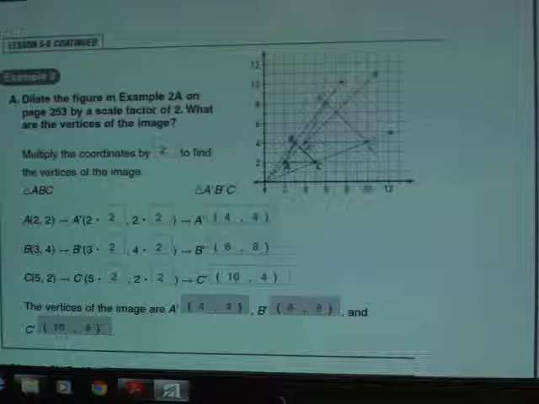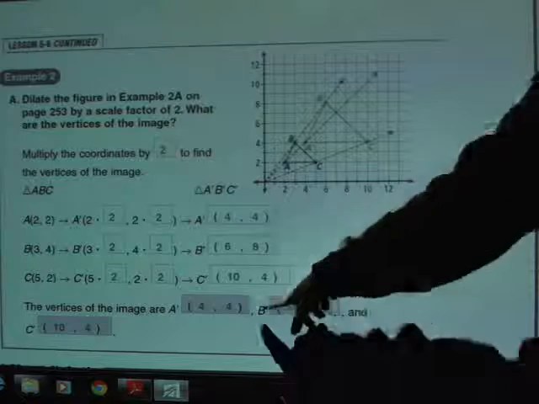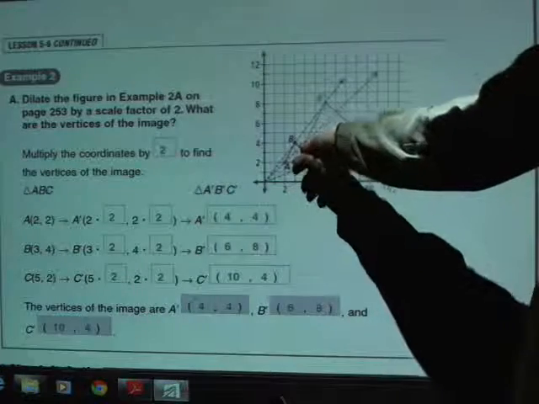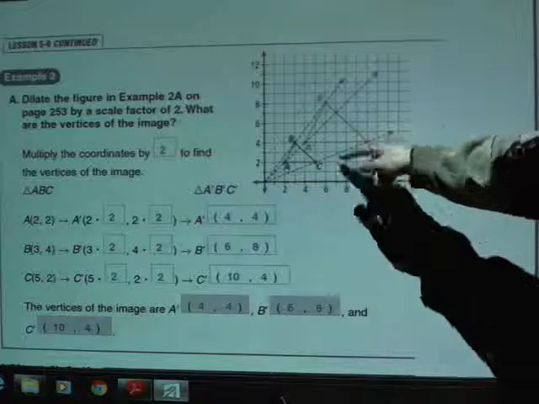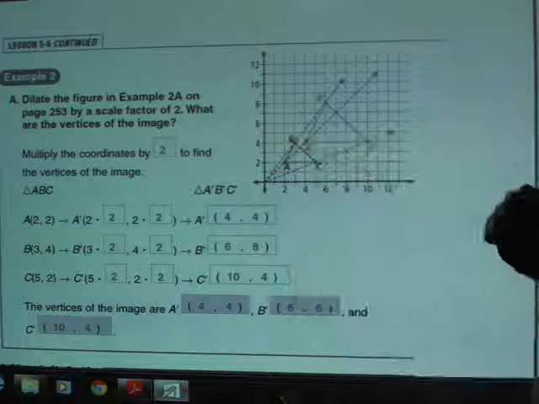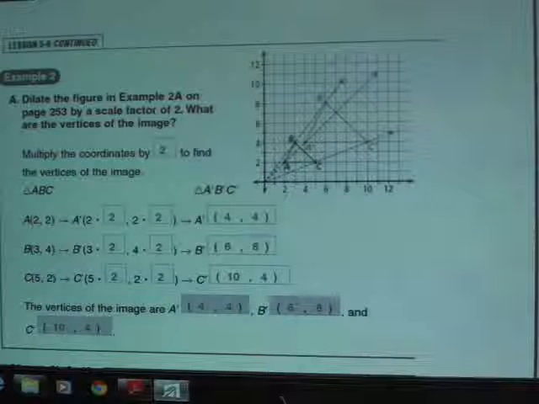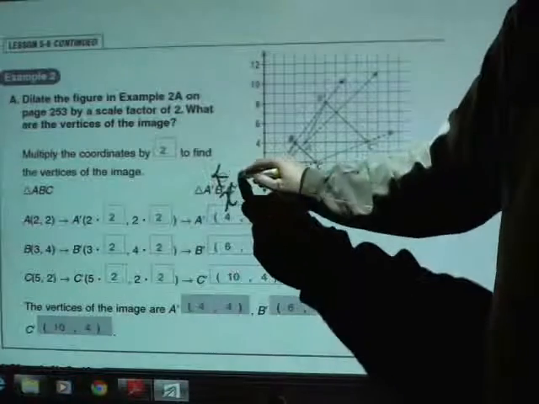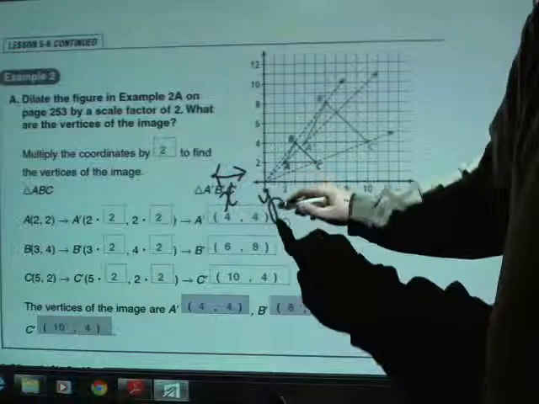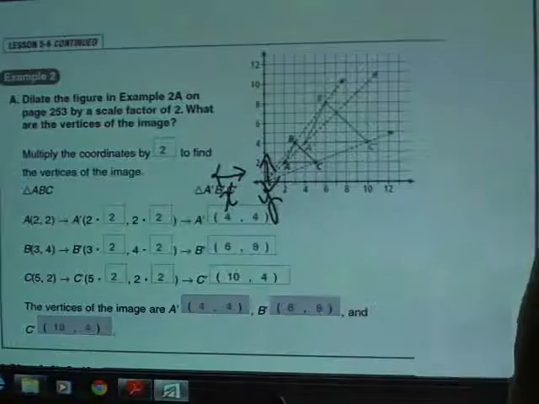Now it's just a matter of sketching it on the coordinate grid. I end up at 4, 4, 6, 8, and 10, 4. Here's 4, 4. Here's 6, 8. Here's 10, 4. Connect the points, and there's your after. Remember, when we're talking about sketching the coordinates here, the first number represents the x, which is the left-right axis. The second number represents the y, which is the up-down axis.